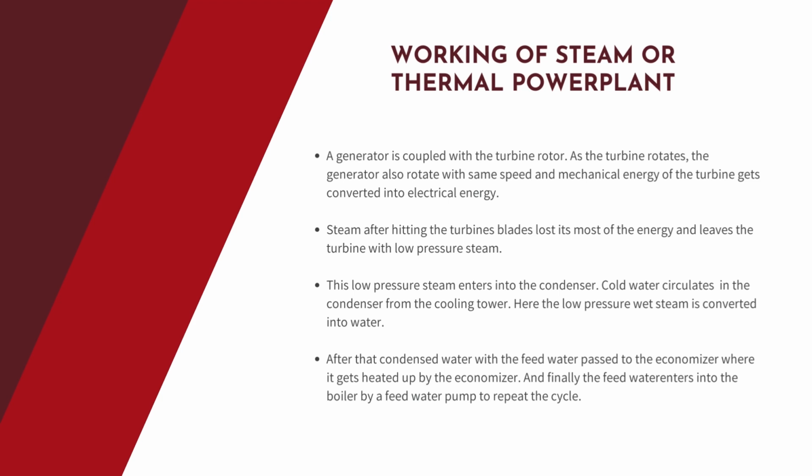After that, the condensed water with the feed water is passed to the economizer, where it gets heated up, and finally the feed water enters the boiler by a feed water pump to repeat the cycle, and ultimately the cycle is continuously going on.